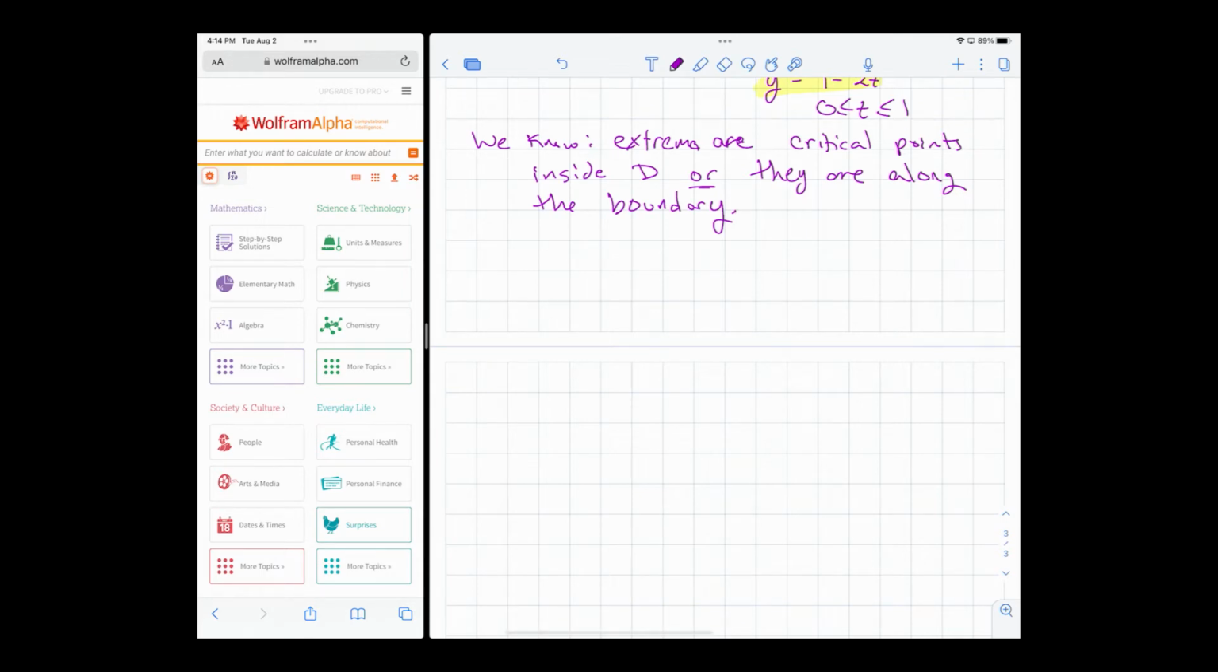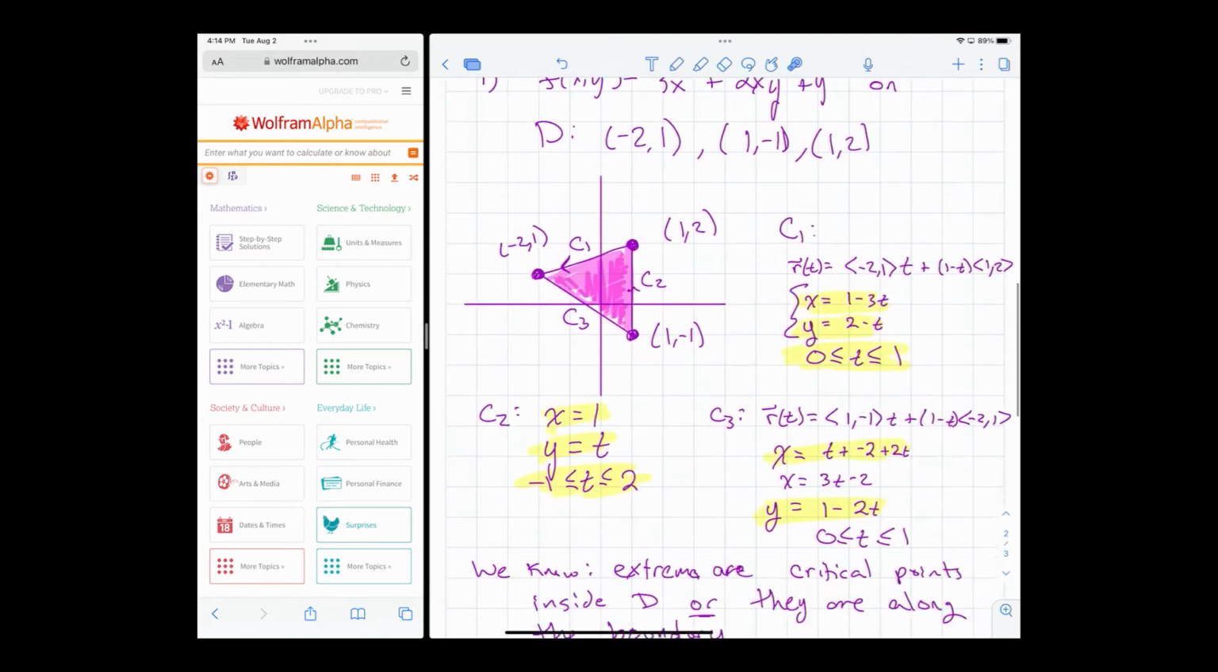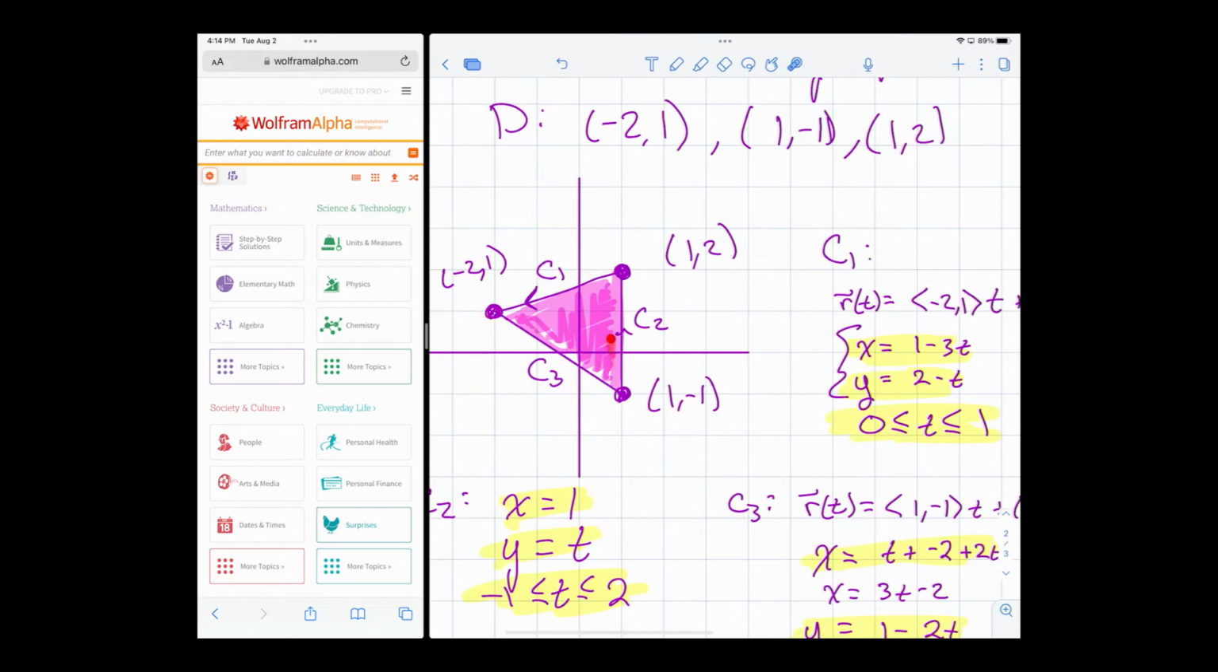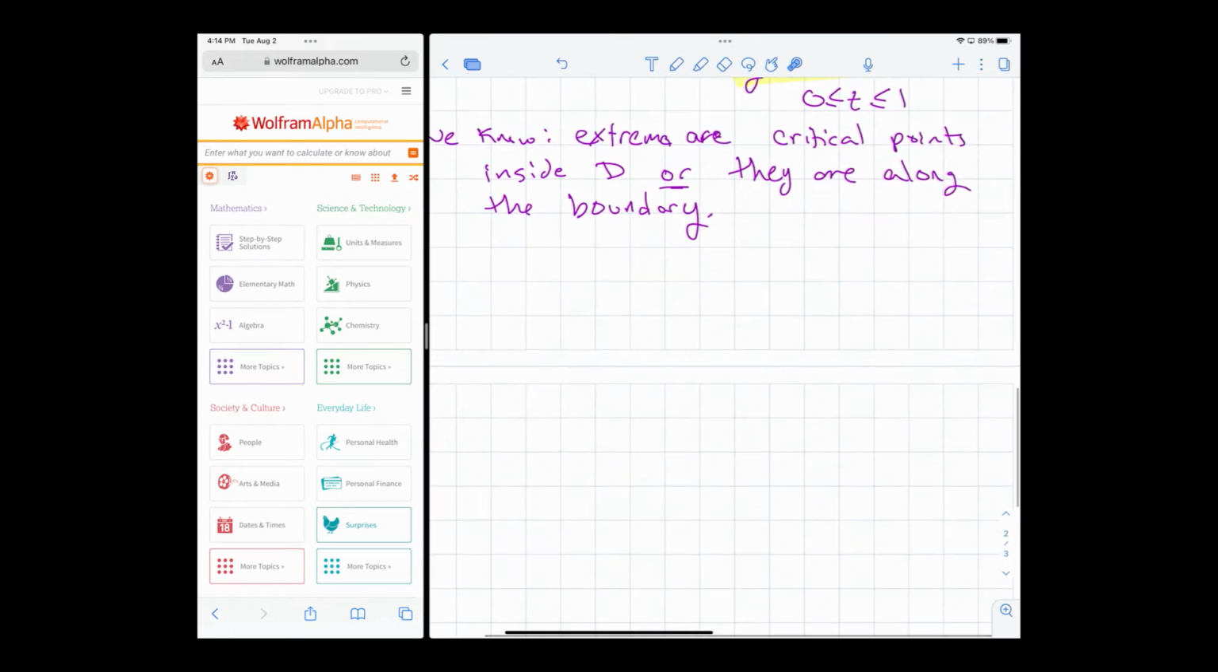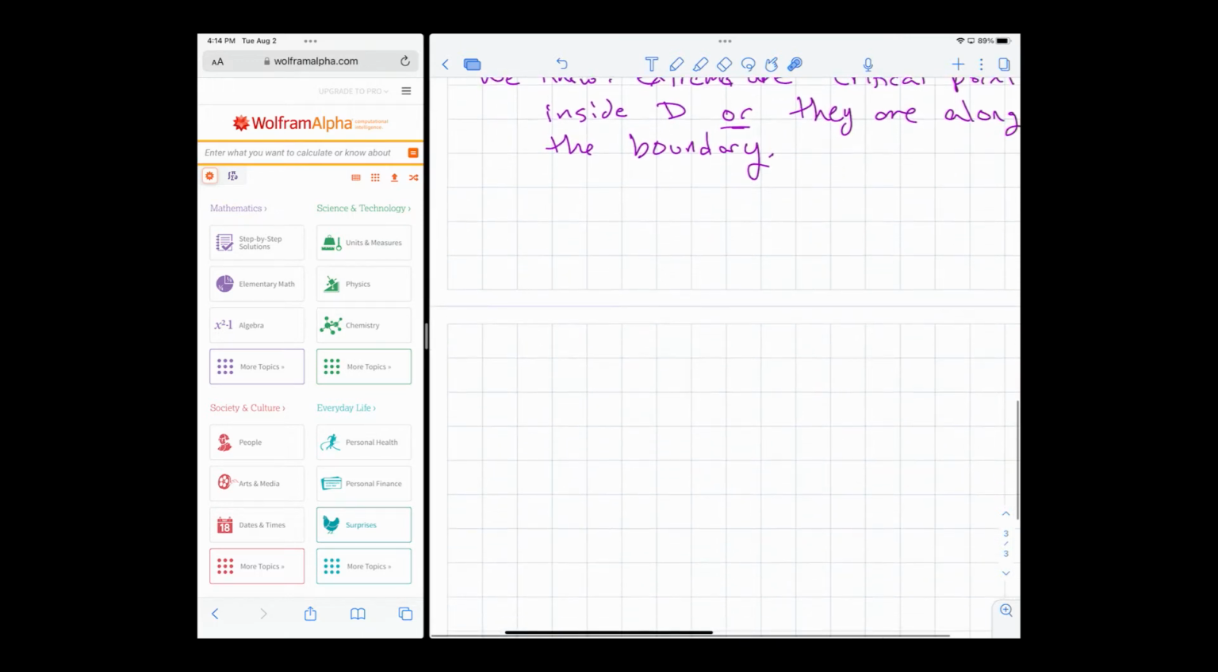If you don't have an enclosed domain like we do here, then you don't have to go through this trouble of parameterizing a bunch of stuff. But this one does, so we do. So we know that we need critical points inside D or along the boundary. Let's do critical points first. So let's look for critical points first. Okay, so in order to do that, we're going to need an fx and an fy.